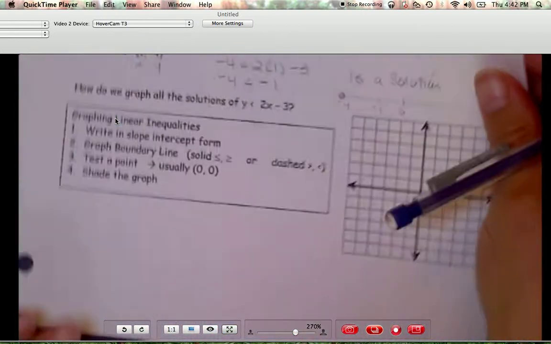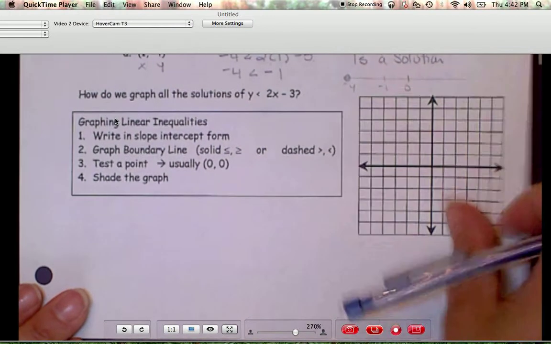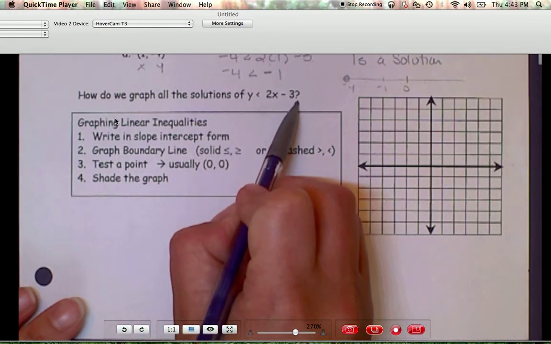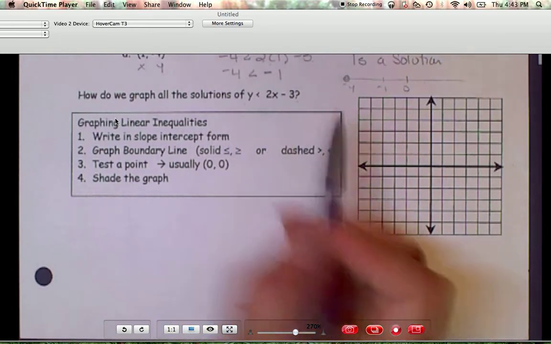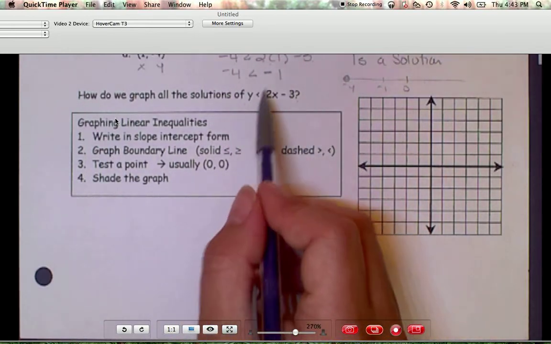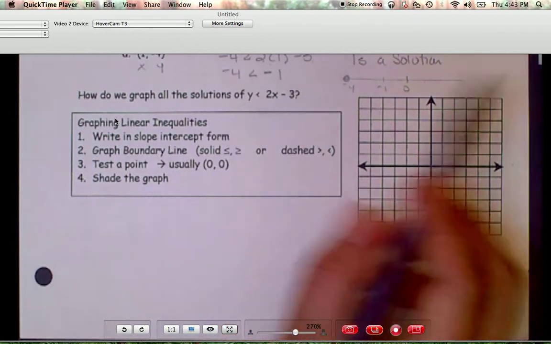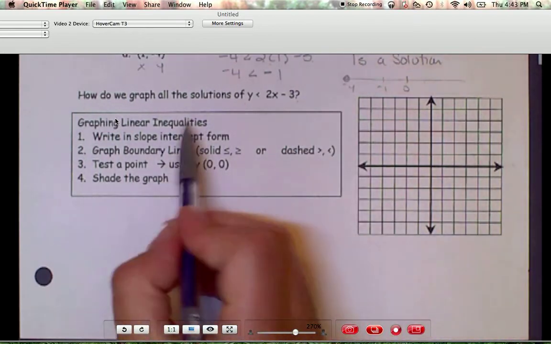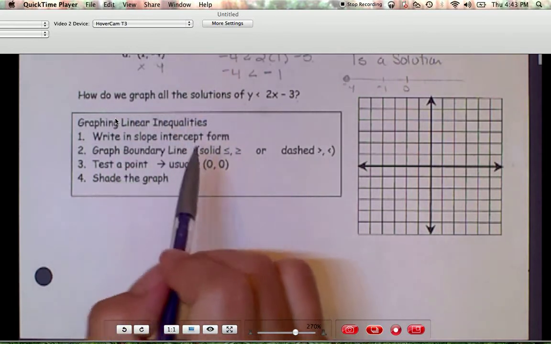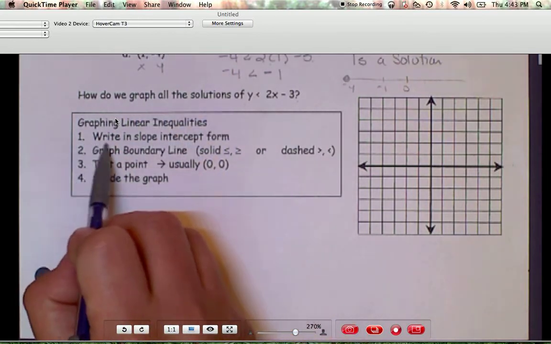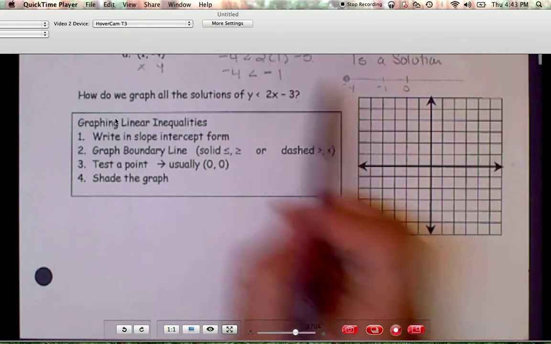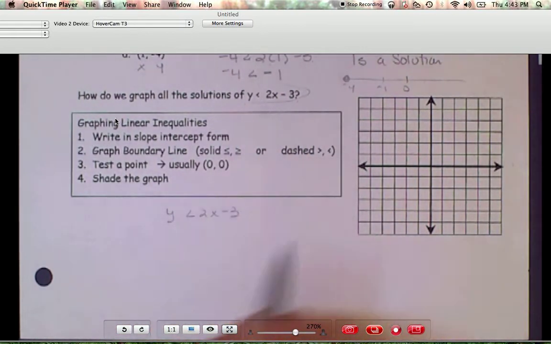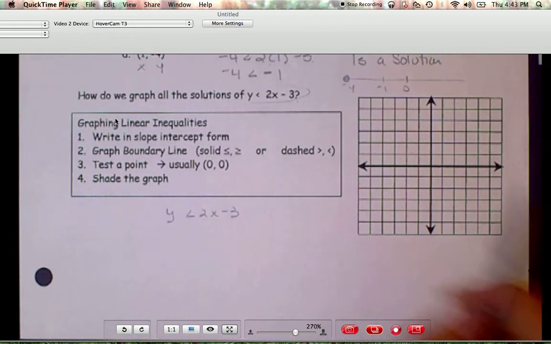But look at this problem. How do we graph all the solutions to y is less than 2x minus 3? Okay, so this time we want everything less than that borderline. So we have to go through a couple more steps for a linear inequality versus an equality that we did in the 5-minute check. The first step, write it in slope-intercept form. Now this one is already in slope-intercept form. Y is less than 2x minus 3.